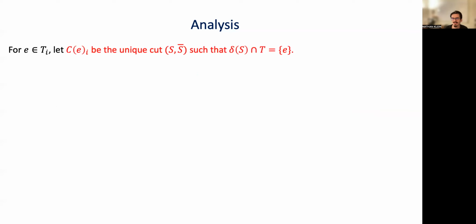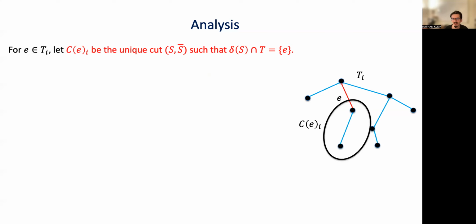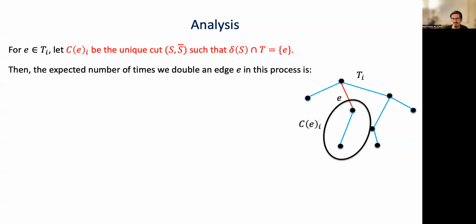So let's do the analysis a little bit more carefully. So for an edge e in Ti, let C of e sub i be the unique cut S for which delta S intersect T is exactly e. And now let's calculate the expected number of times we double e across the whole procedure. As long as this is going to be a 1 over square root k factor times x_e, we're going to be done. So let's calculate this.